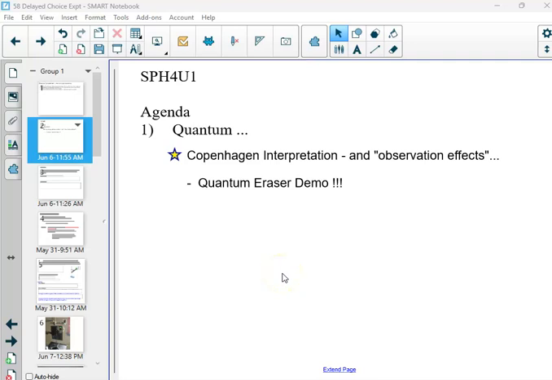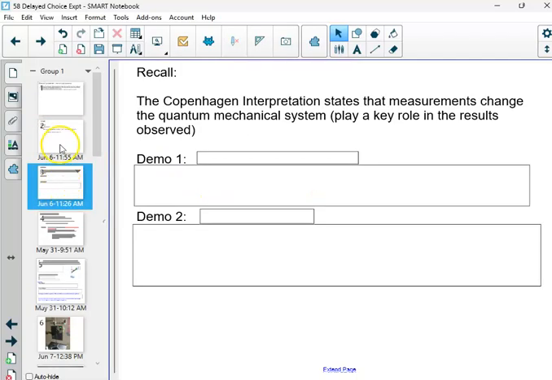Hey everyone, we're looking at the delayed choice experiment, sometimes called the quantum eraser demo. Same thing. I'm going to show you what I've demonstrated in the past in in-person classes, so you can appreciate the weirdness of it.